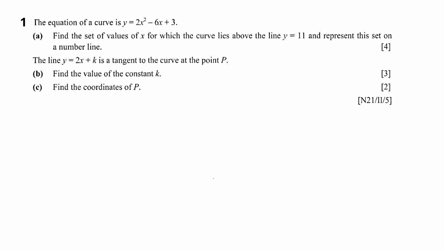So what does it mean to have a curve lying above the line y equals 11? Basically, this is what it means. I have a curve here. How do I know this value here is 3? This value is your y-intercept, and I get it by substituting x to be 0.